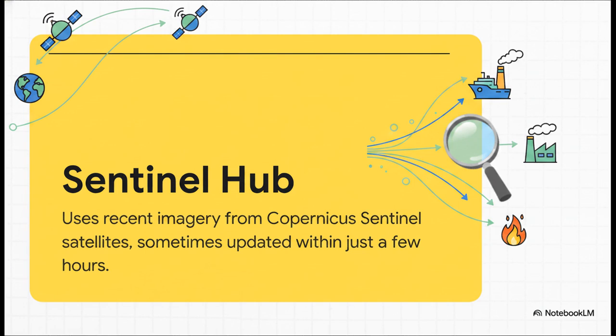Sentinel gives you imagery from the Copernicus satellites that can be just a few hours old. This is absolutely crucial for monitoring things as they happen, tracking a ship's path in real time, watching activity at a factory, or even monitoring the spread of a wildfire.